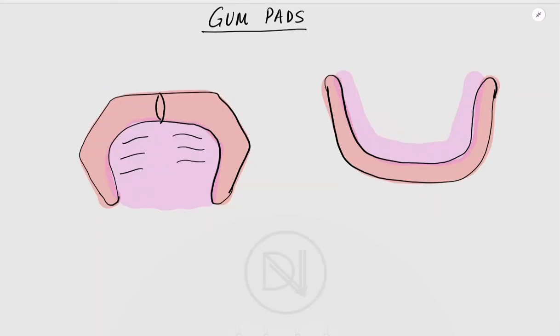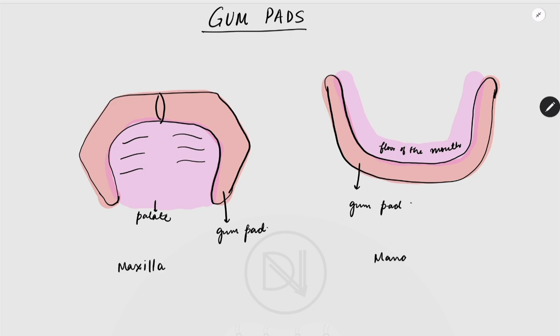So coming to the gum pad, as we have already talked about, this is a horseshoe shaped structure. In the diagrammatic representation of the gum pad, the gum pad is the one which is peach in color, and the one which is purple in color is your palate and your floor of the mouth. So this is your palate, and this one is your floor of the mouth, and this section is your gum pad. This is the maxillary gum pad. This is your mandibular gum pad. Okay, so this resembles your maxilla and this resembles your mandible.